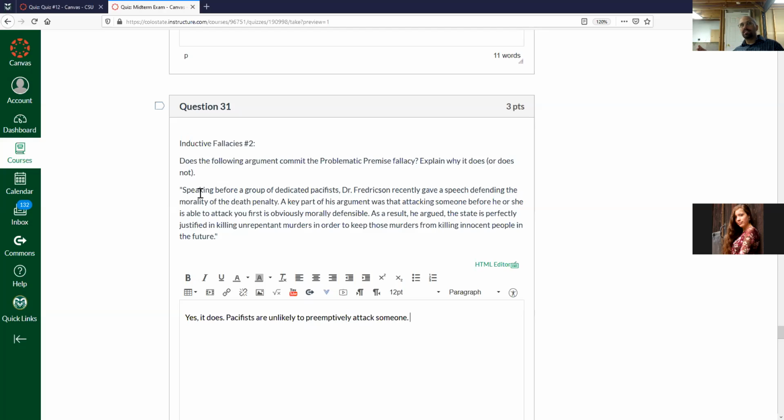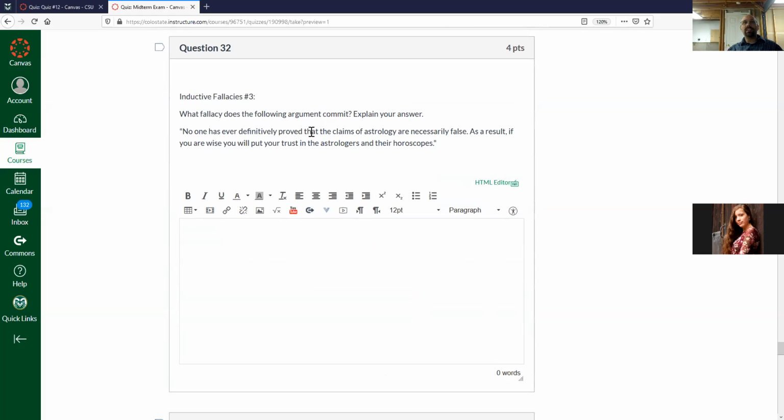Is the audience that the argument is addressed to likely to find any of the premises as problematic, if not more, than the conclusion? And in this case, we have someone defending the death penalty. They're doing it before pacifists. A key part of this argument is this premise that you're allowed to attack someone preemptively, allowed to attack someone before they attack you. But a pacifist is unlikely to agree with that. A pacifist is unlikely to think you're allowed to attack anyone. So just asserting that principle is unlikely to move a pacifist. You would have to also justify that principle if you're going to avoid the problematic premise fallacy.